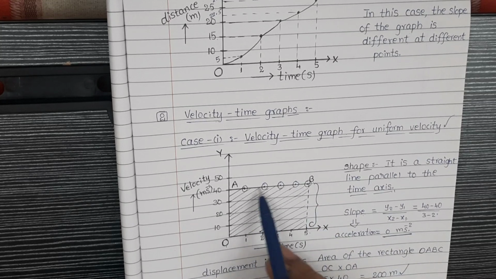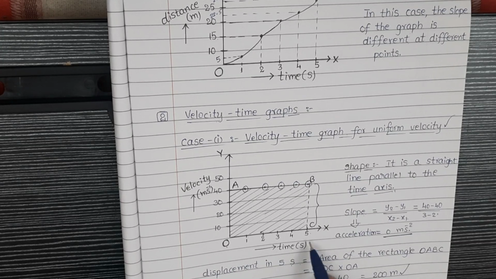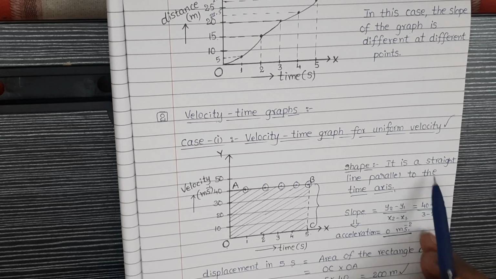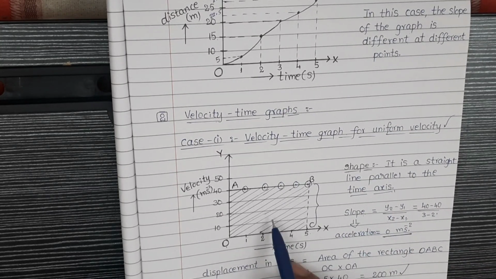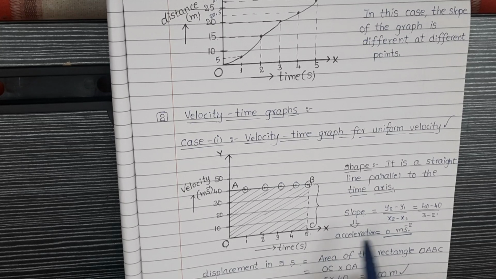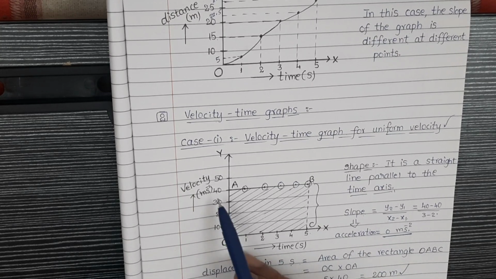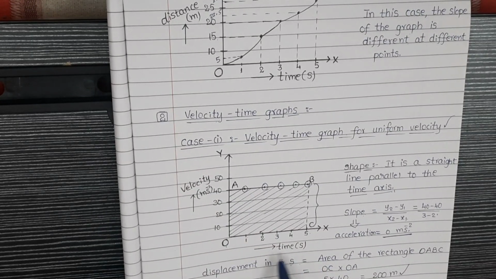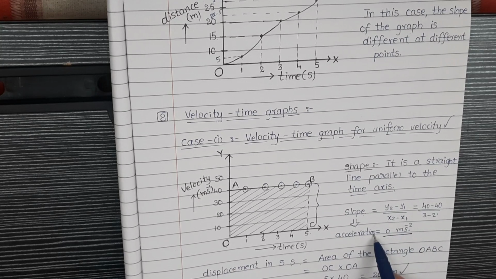So if we join all these points, we are going to get a straight line parallel to the time or x-axis. So the shape of the graph is a straight line parallel to the time axis. So if we find the slope for this graph, what are we going to get? The velocity versus time graph will give us acceleration, because the y component is change in velocity, and the x component is time. So change in velocity by time is nothing but acceleration.